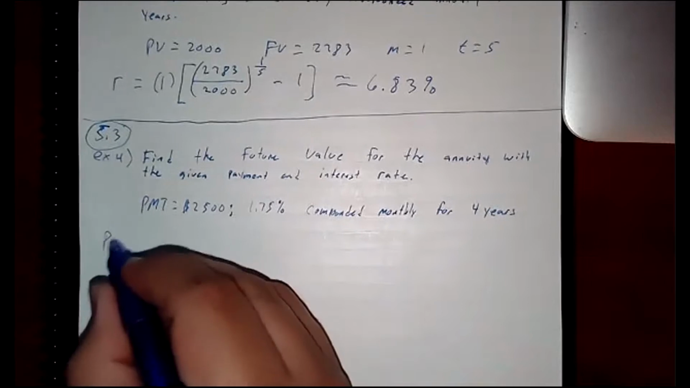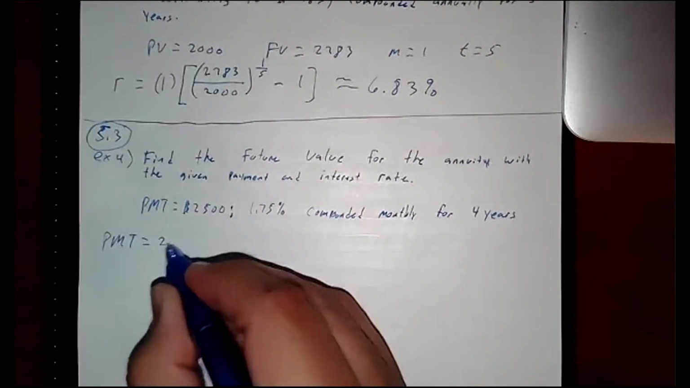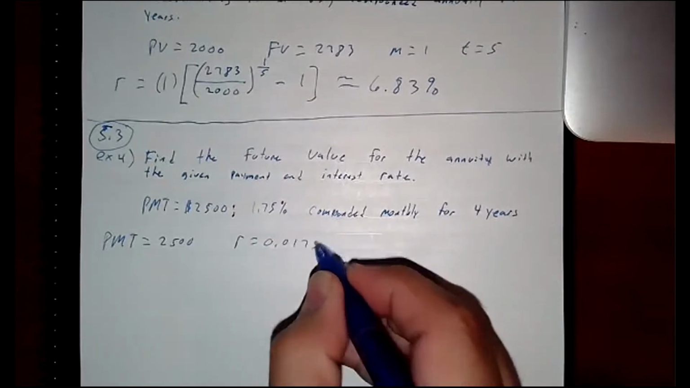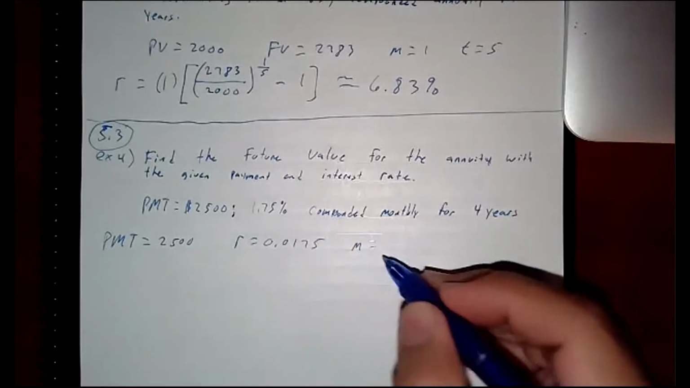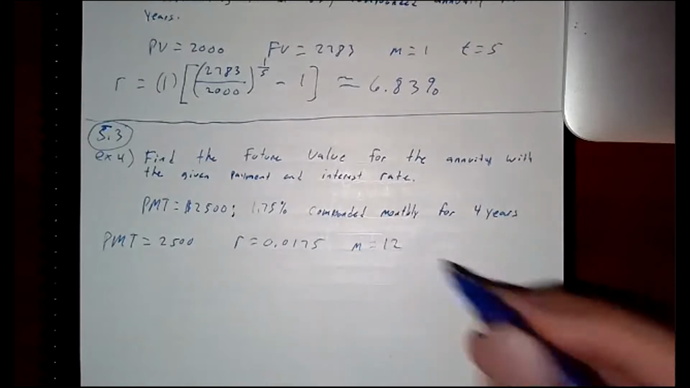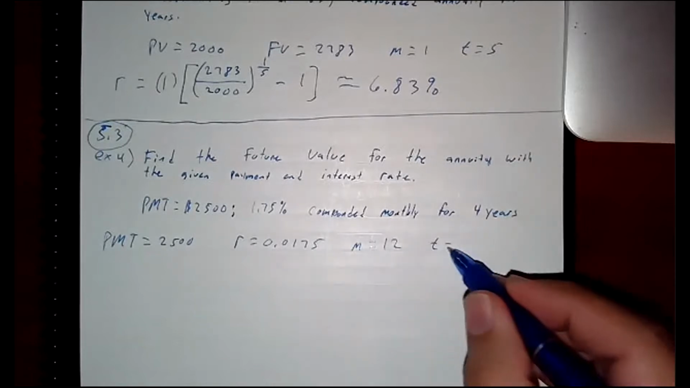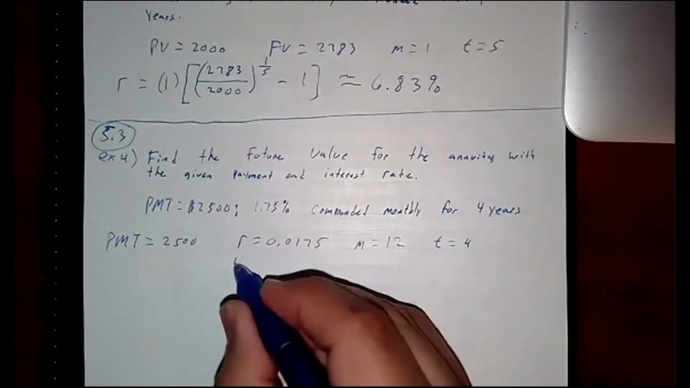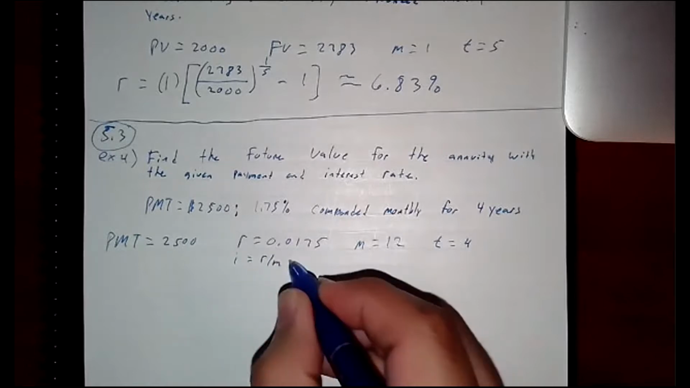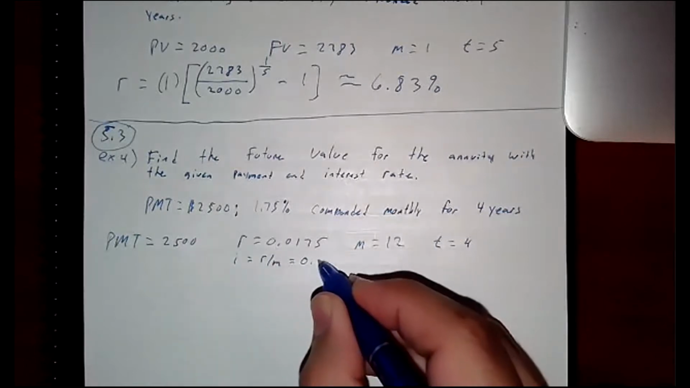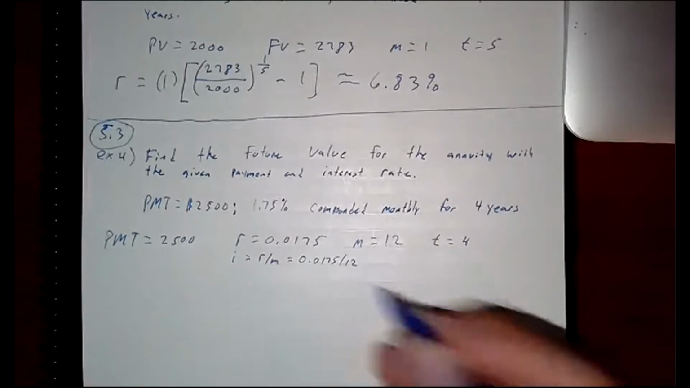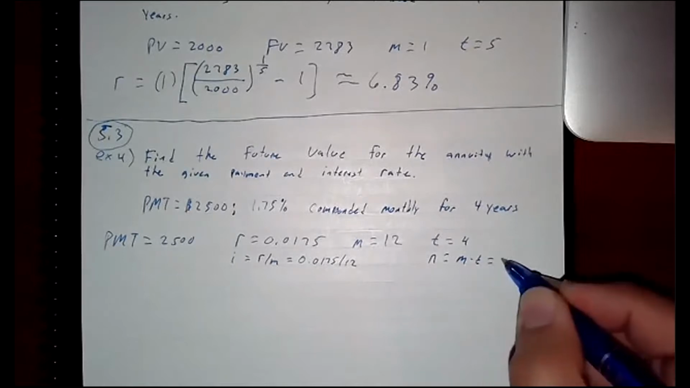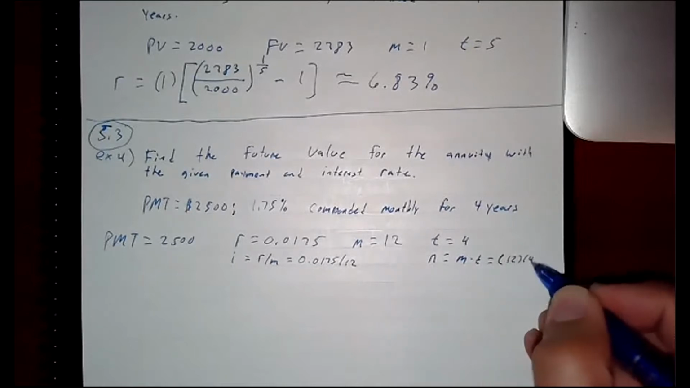Okay, so payment is obviously right there. Rate is 0.0175. M is 12 for compounding 12 times. Time is 4 years. We know that I is R over M, which is 0.0175 over 12, and n is M times T, which is 12 times 4.